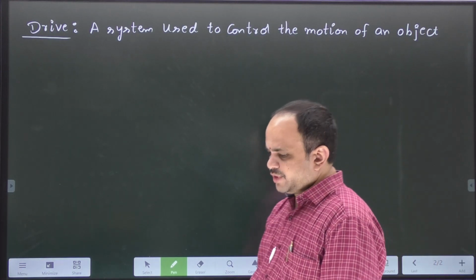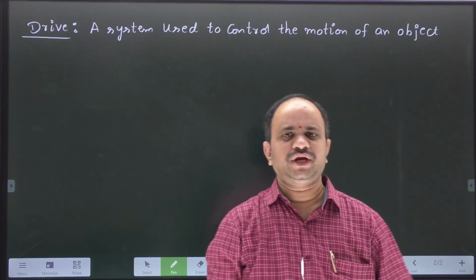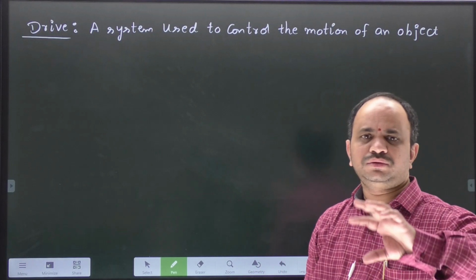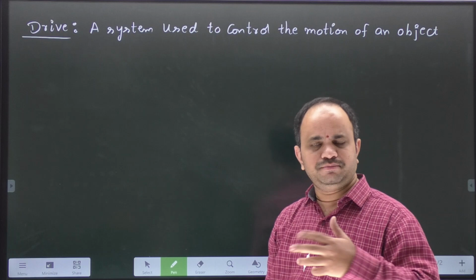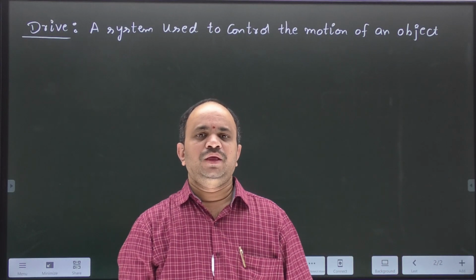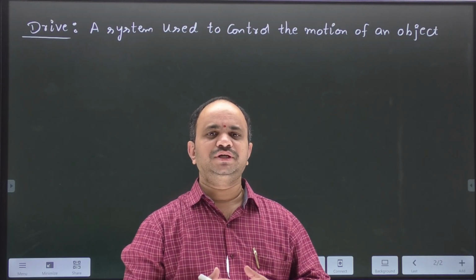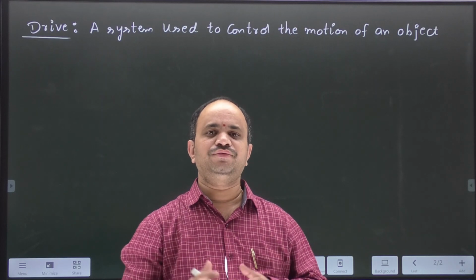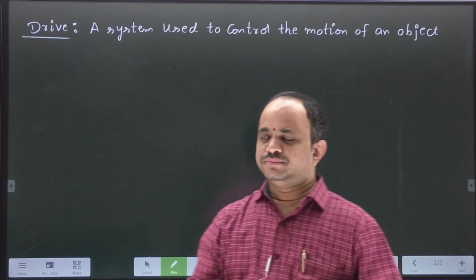Say, for example, let us say there is an object, a motor shaft. We would like to change its position or its speed. Basically, these are the two things that we are going to control. So, in any particular system, if you change the position or the speed of an object in a controlled manner, that is called a drive.